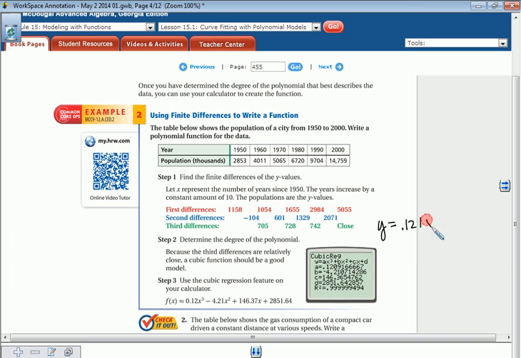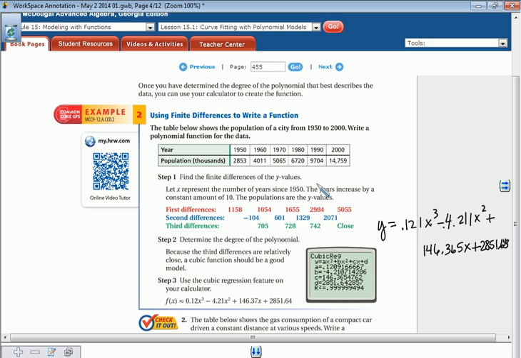I'm going to say 1.21x³ plus, actually the next one is negative, so minus 4.211x² plus, and I'm going to carry it down to the next row, 146.365x plus 2,851.643. Now, this does model the data we're given here, and then we can use this to make predictions.